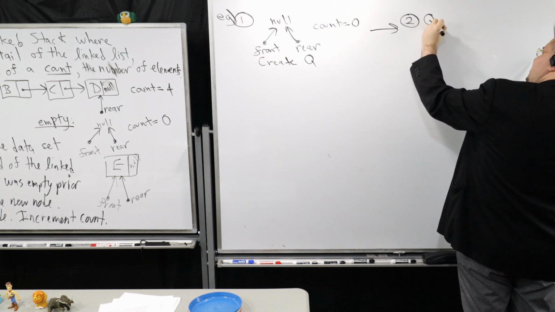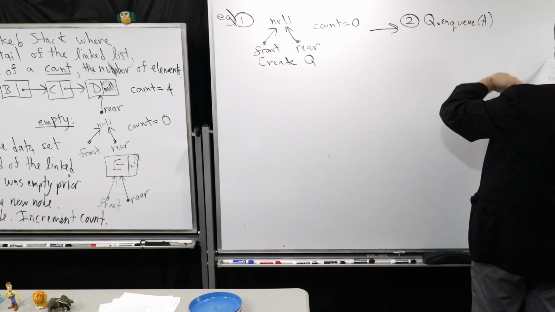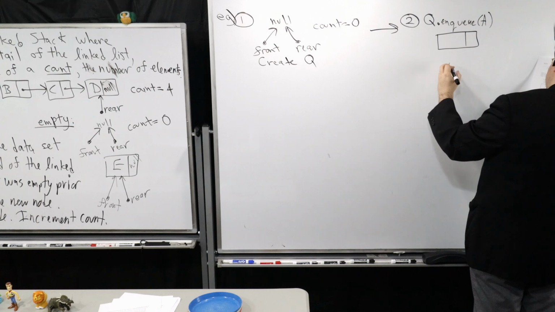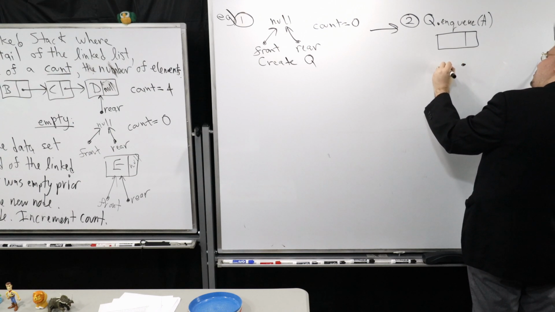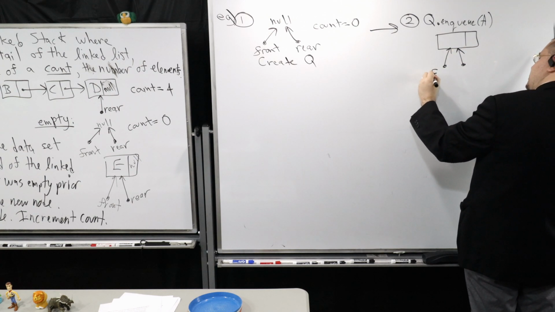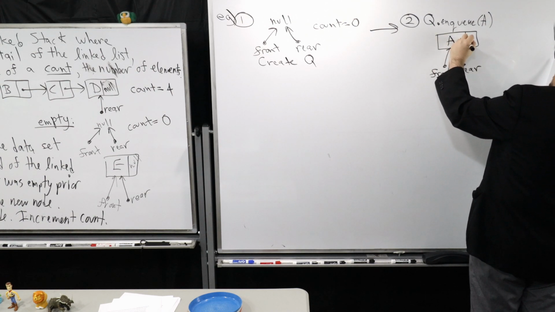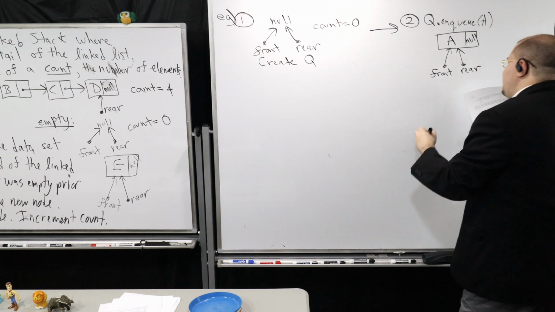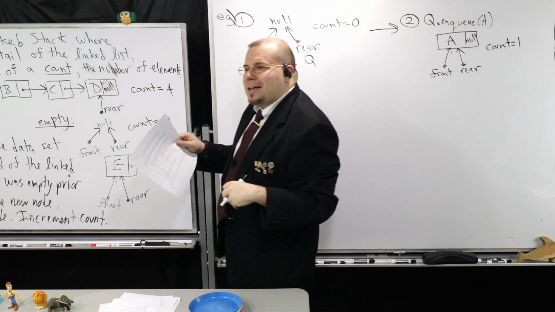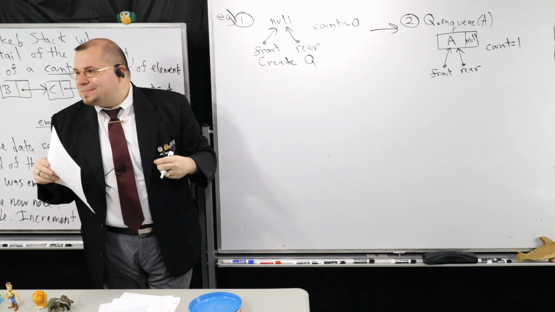So if I go Q dot NQ, and I try to NQ A, what you would do, just like I said a moment ago, is create a new node. Since it was empty, you're going to update the front and the rear to be pointing at this new node that you created. Its data is going to be A. And of course, I increment count, right? So count is 1. So this is one edge case you're probably going to have to explicitly deal with.